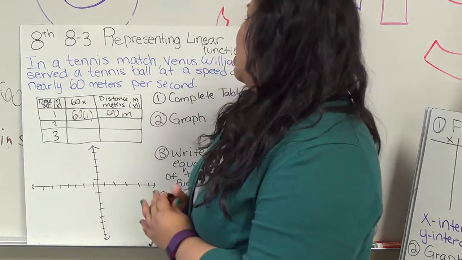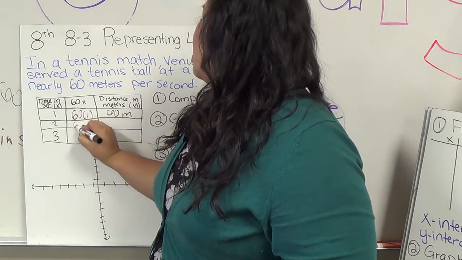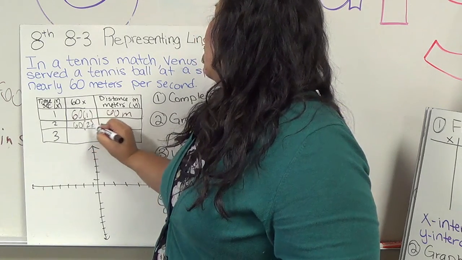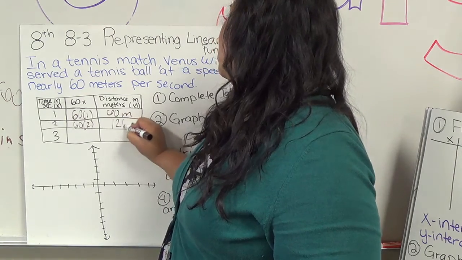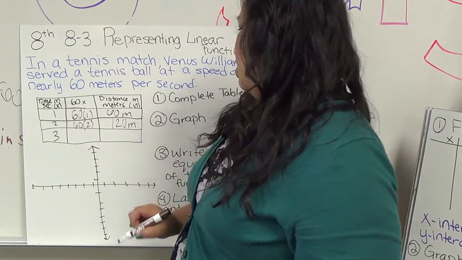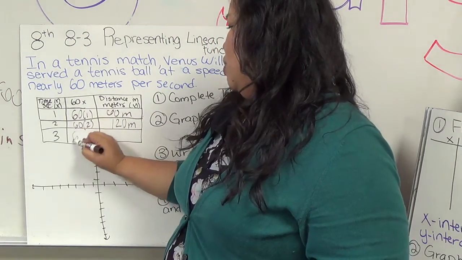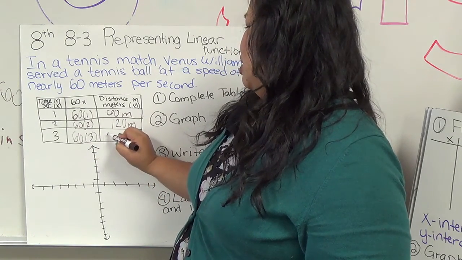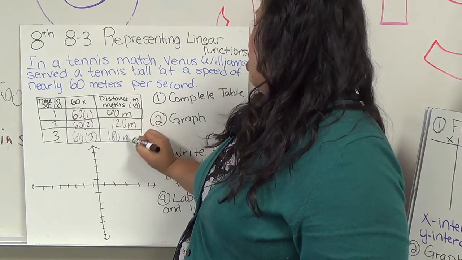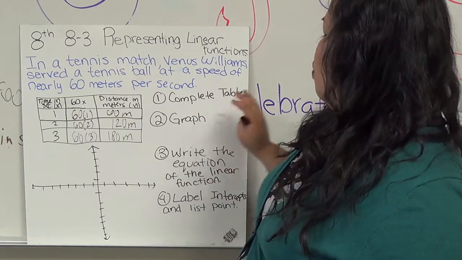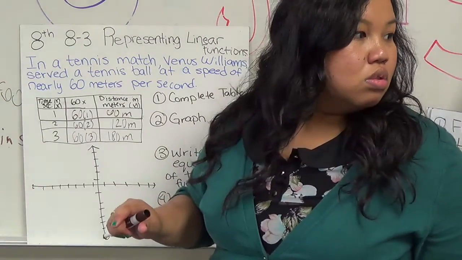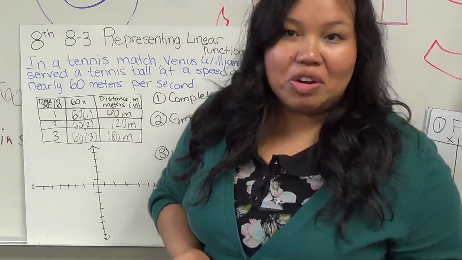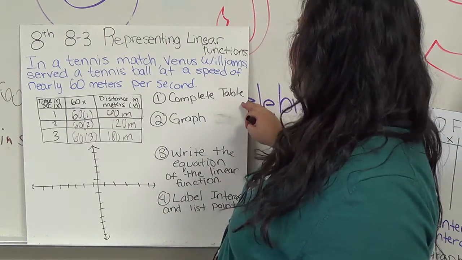So in 1 second, she does 60 meters. When we do the next one, we do 60. In 2 seconds, you times it by 2 and we get 120 meters. The next one is 60 with 3 seconds. And then this is 180 meters. So the first one wants us to complete the table.